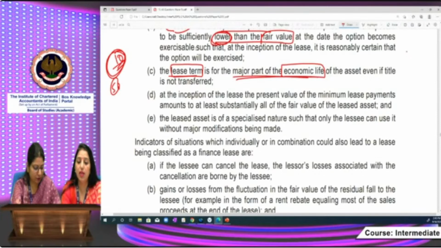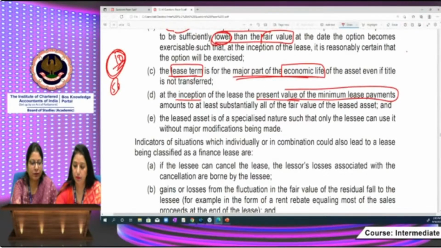The next one is at the inception, that means the beginning. At the inception of the lease, the present value of the minimum lease payments amounts to at least substantially all of the fair value of the leased asset. That means at the time you are going to begin your lease, the present value of the minimum lease payments.